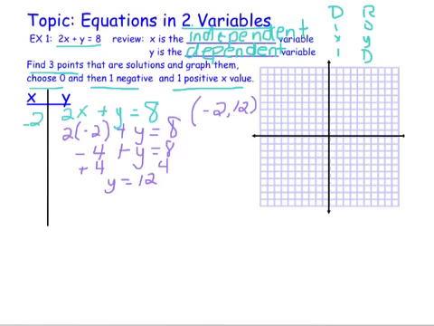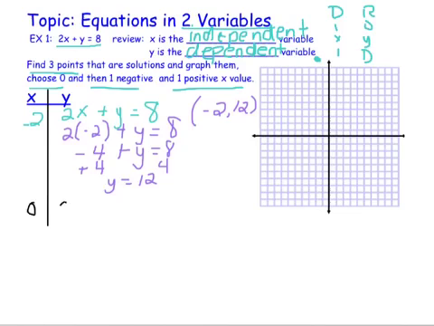Okay, so we're going to go -2, so we go over 2. This is always hard to do here. Over 2 and up 12. Oh my goodness, my point is off the graph, but it's all right. We're just going to put it right there. That's going to be -2, positive 12.